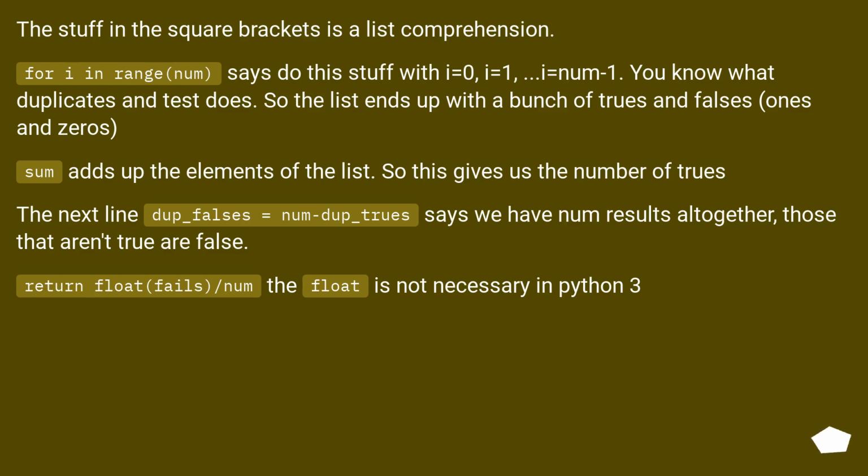So the list ends up with a bunch of trues and falses, ones and zeros. Sum adds up the elements of the list. So this gives us the number of trues. The next line, dup_falses = num - dup_trues, says we have num results altogether, those that aren't true are false. Return float(dup_trues)/num. The float is not necessary in Python 3.